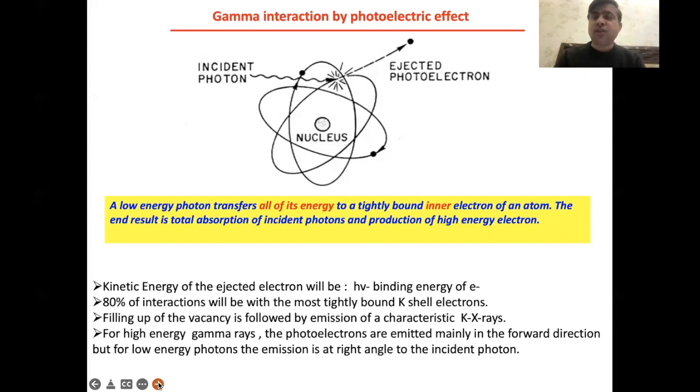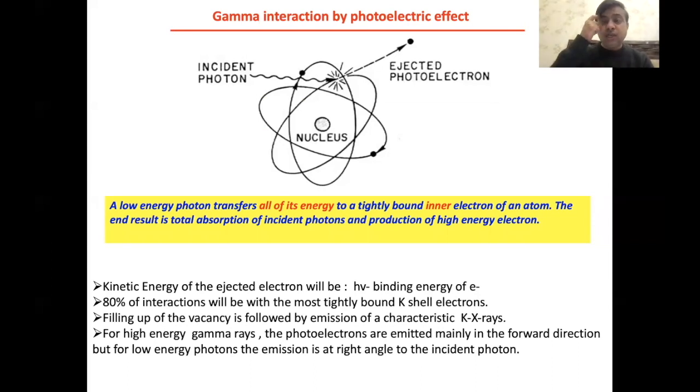Then the end result of the total absorption of the incident photon energy is the ejection of a photoelectron. So when this incident photon travels and passes on its energy, the binding energy of this electron is overcome by the absorbed energy. And then with the excess energy, the ejected photoelectron is carried out with the excess energy as kinetic energy. We know that kinetic energy is equal to h nu minus binding energy. That is the equation for the photoelectric effect.